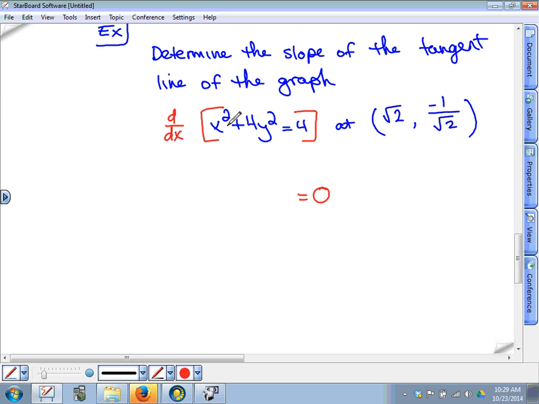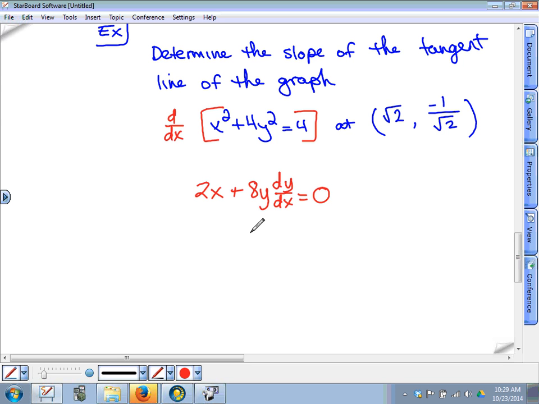What's the derivative of x squared with respect to x? Is it just 2x or is it 2x dy? Just 2x. There's no y's here. Plus 8y dy dx.